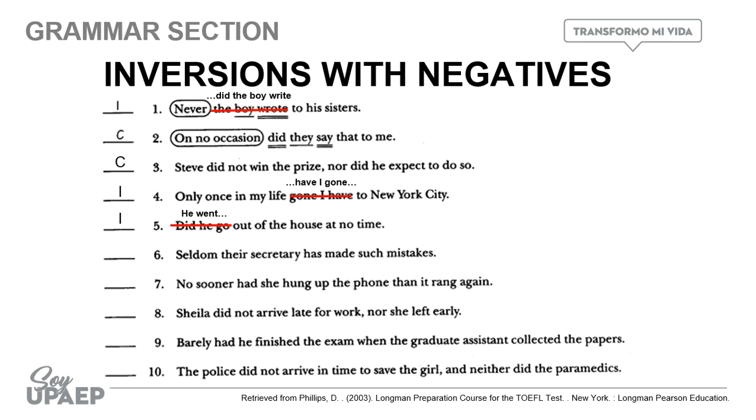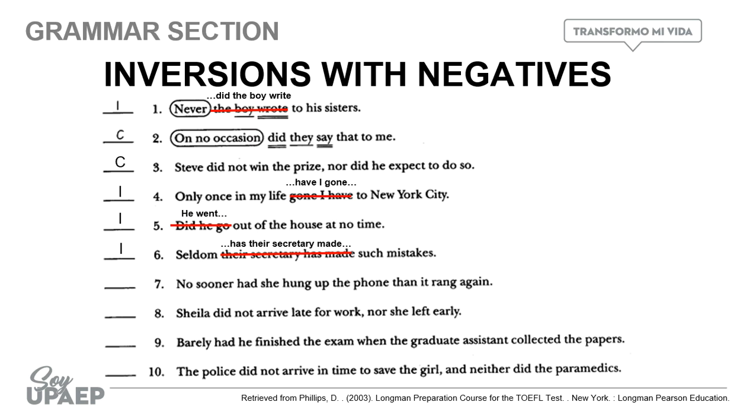Number 6, seldom their secretary has made such mistakes. This sentence is incorrect. Why? You are starting with seldom. That is an almost negative word, so you need an inversion. The inversion is seldom has their secretary made such mistakes.